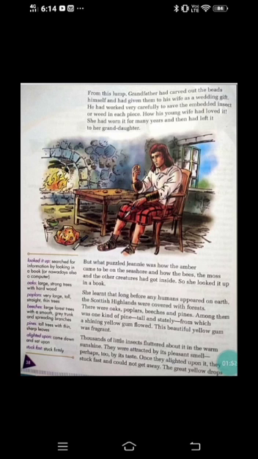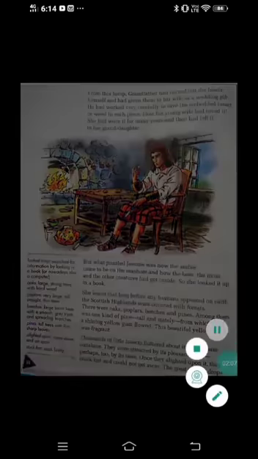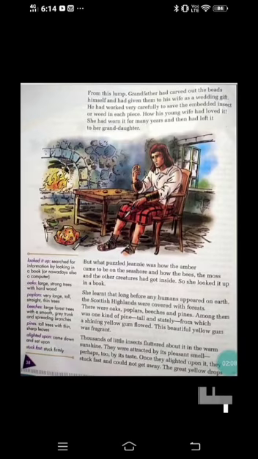But what puzzled Jenny was how the amber came to be on the seashore and how the bees, the moss and the other creatures had got inside. So she looked it up in a book. Here, Jenny's grandmother didn't give the necklace to her by hand.